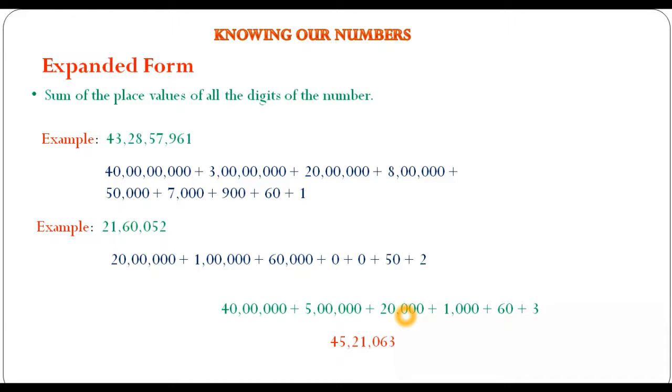2 into 10 is 20, right? So it means 2 is at the 10,000s place. So write 2 at the 10,000s place. Then you have 1,000. That means 1 is at the thousands place. So here you can see 1 is written at the thousands place. Then 60, it's simply 60. It's at the tens place. 6 into 10 is 60, right? So you have to write 6 at the tens place.